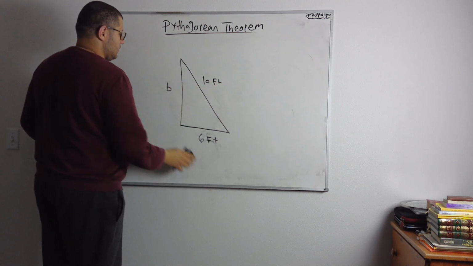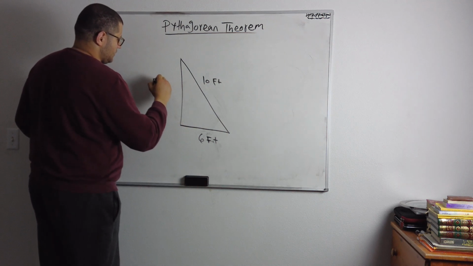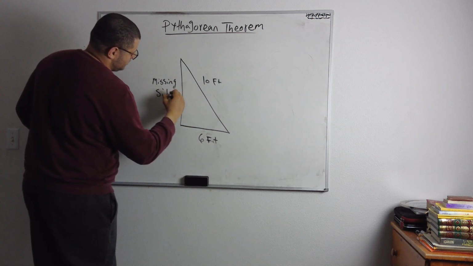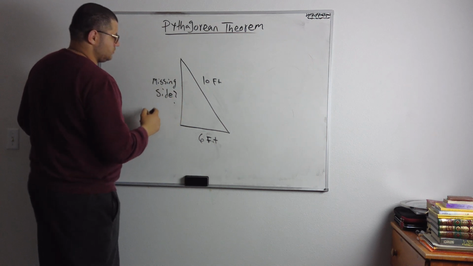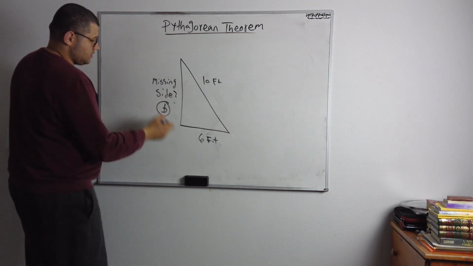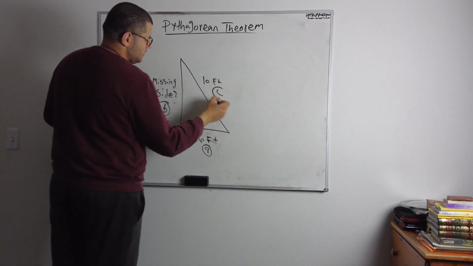And then the B side. We're missing the B side. So this is going to be the missing side. Which is B. So B is the missing side. This is A, and this is going to be C.